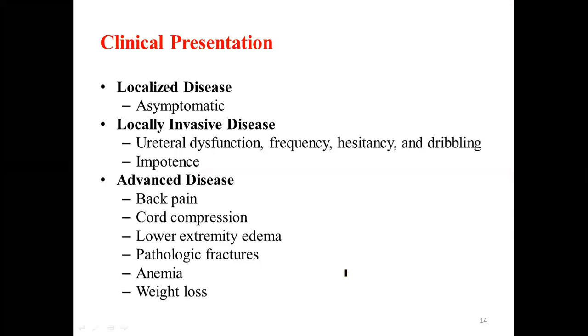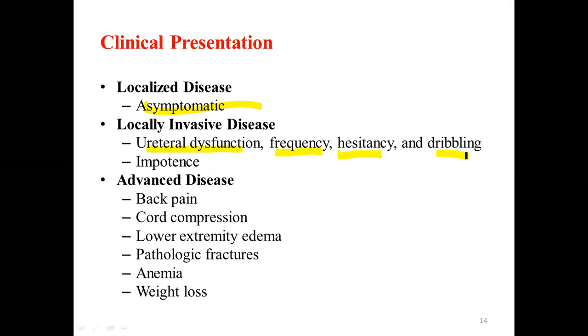Okay, then, what are the possible clinical presentations of prostate cancer? Localized disease is mostly asymptomatic. If it is locally invasive disease, there is a possibility of urethral dysfunction because of the anatomical issues. Urinary frequency, hesitancy, and dribbling can happen. Even sometimes impotence can happen.